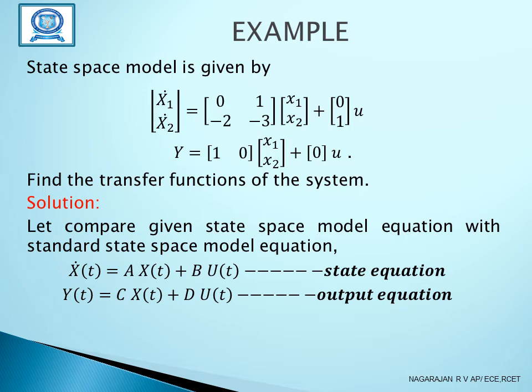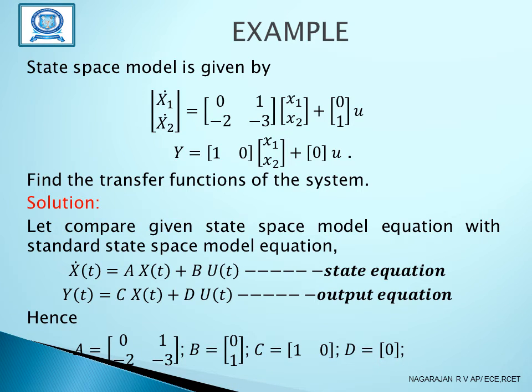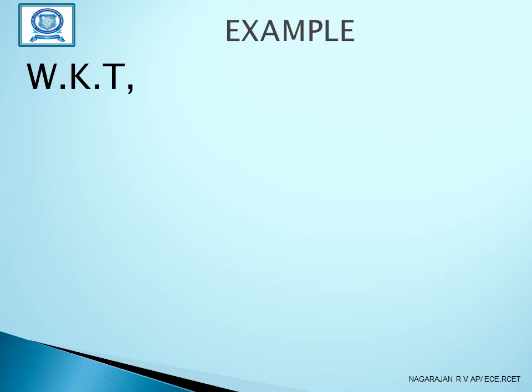So when we compare the two equations, we get the A matrix value, B matrix value, C matrix value, and D matrix value. Hence A is equal to the matrix 0 1 minus 2 minus 3, B is equal to 0 1, and next C is 1 0, and D is 0. So we compare the two equations and get the A value, B value, C value, and D value.